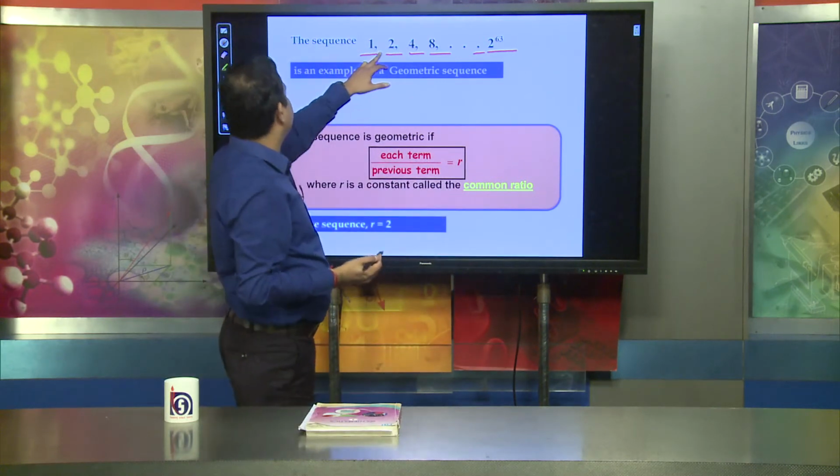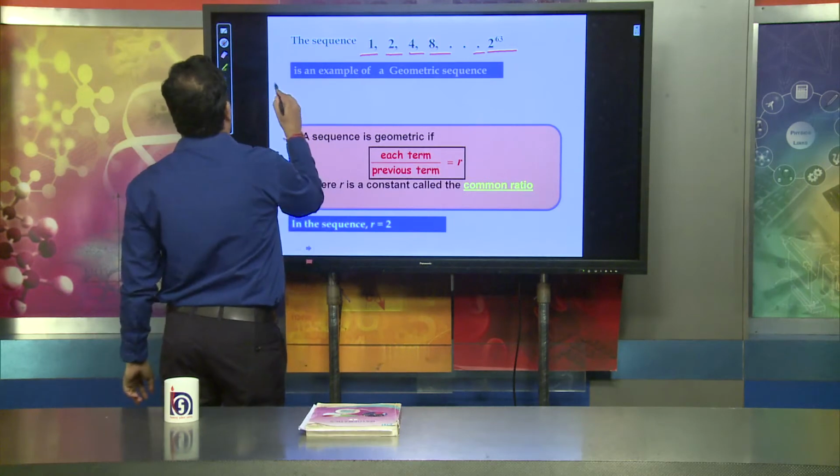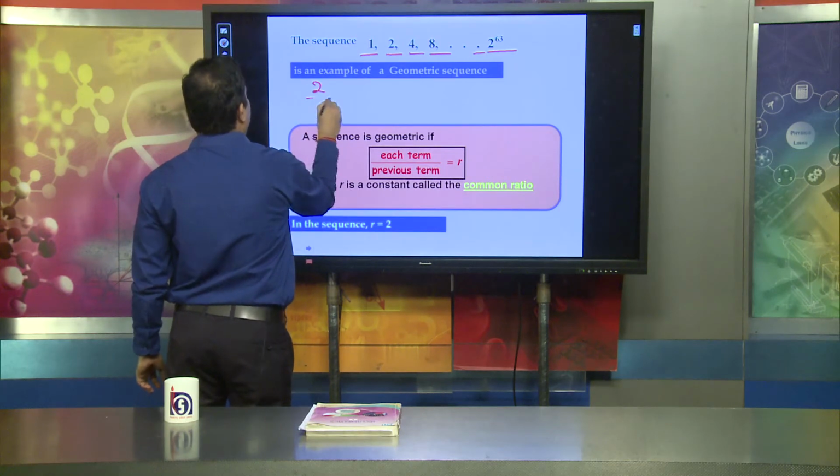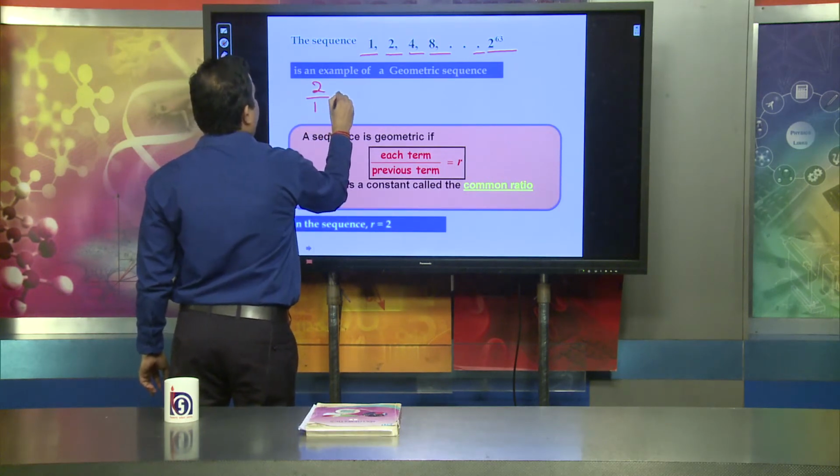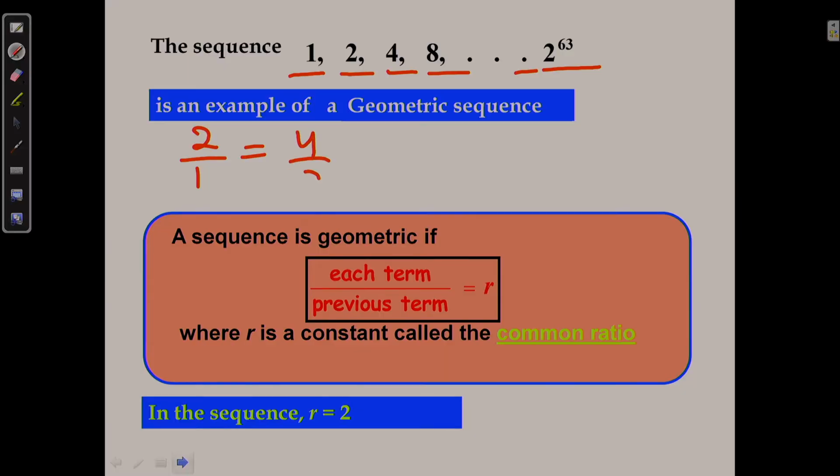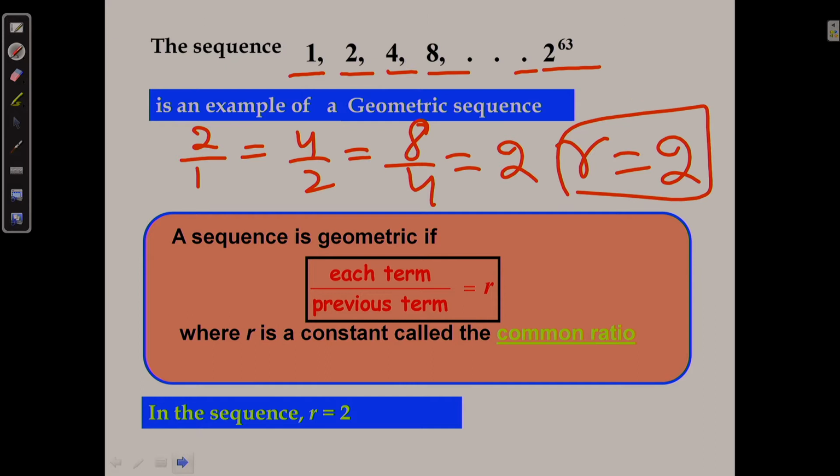And you just observe: 2 divided by 1 equals 4 divided by 2, which equals 2, and 8 divided by 4, which equals 2. That means in all cases the ratio between consecutive terms is a fixed quantity. Here the fixed quantity is 2, or R equals 2. This is known as the common ratio.